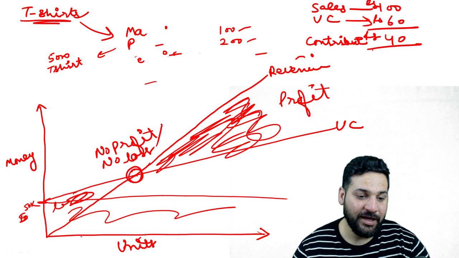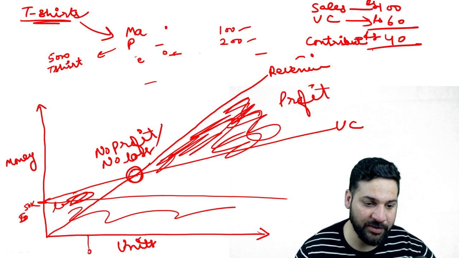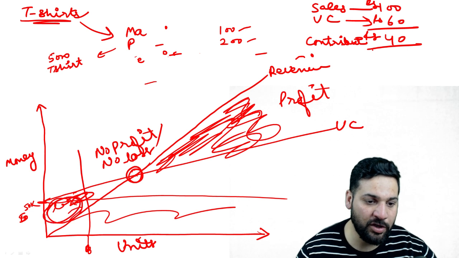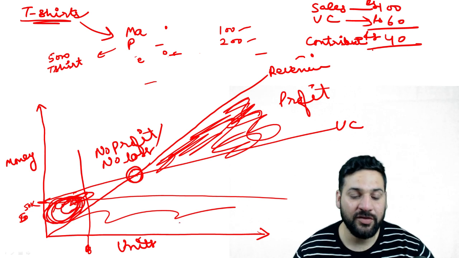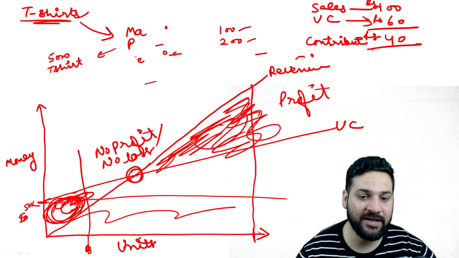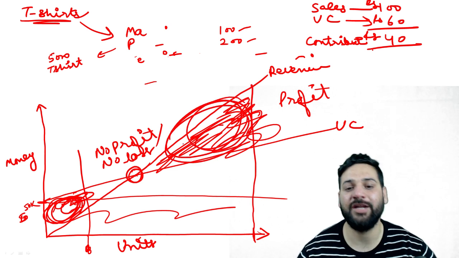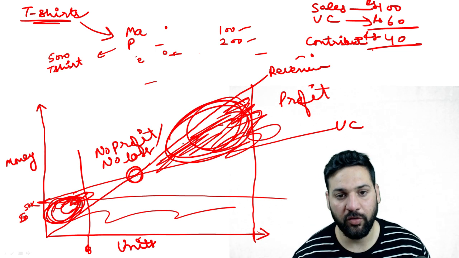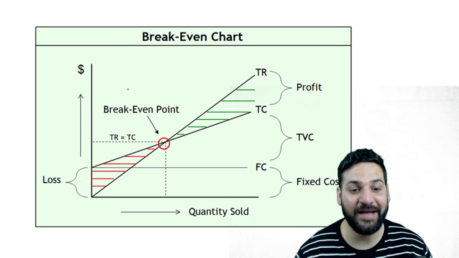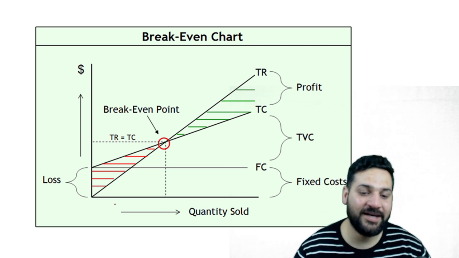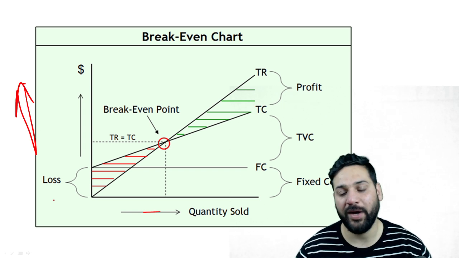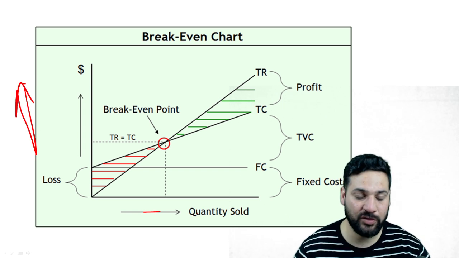So let's say if you are producing this many units, so this is the loss that you are making. If you are producing these many units, so that is the profit that you are making. If my handwriting is bad, so this is the diagram. On the x-axis there is quantity sold, and on the y-axis is the money invested or money made.